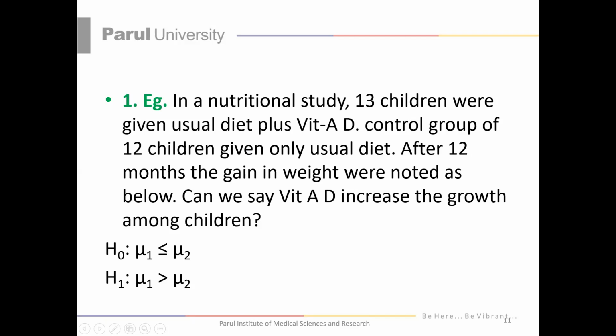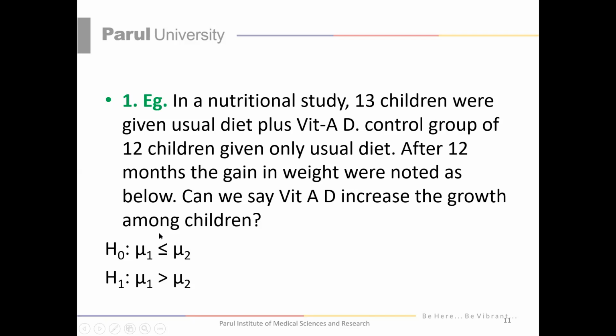Okay, so first step, we need to assume a pair of hypotheses. So our null hypothesis will be mu1 less than or equal to mu2. It means on an average, weight gain in the first population is less than or equal to on an average weight gain in the second population. Means on an average weight gain of study group is less than or equal to on an average weight gain in a control group.